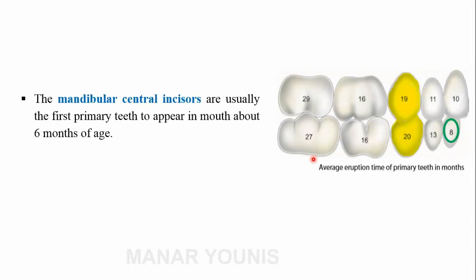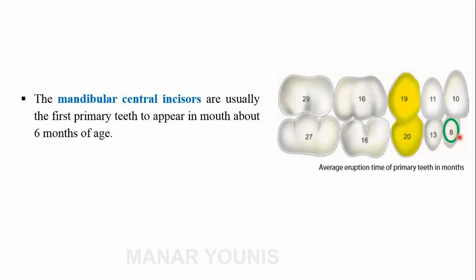Regarding the eruption time, or the time for emergence of the primary teeth into the oral cavity, the mandibular central incisor is the first primary tooth to appear or erupt in the oral cavity about the age of 6 months, as an average at the age of 8 months.